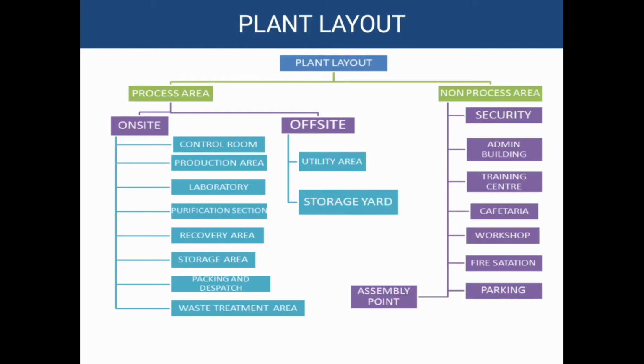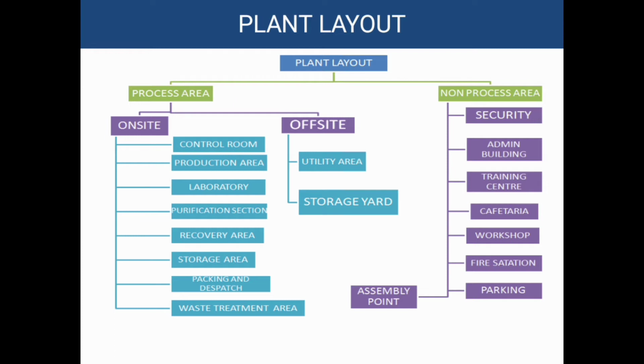Next, this is the plant layout. The plant layout consists of process area and non-process area. Then process area is again classified into on-site and off-site. The off-site includes the utility area in which compressor, cooling water, raw water, boilers and other utilities will be maintained, and the storage yard will be placed in the off-site.